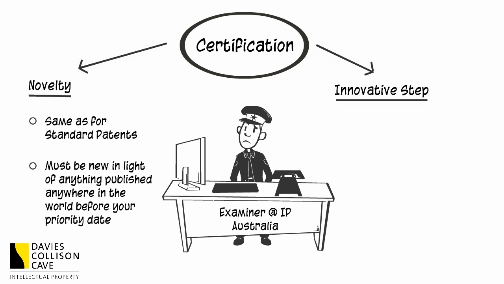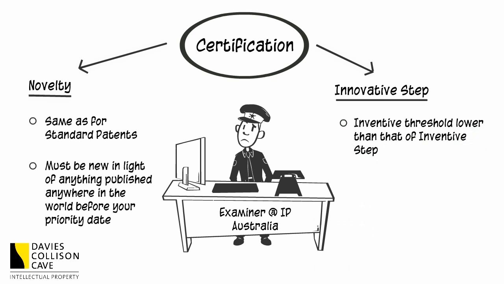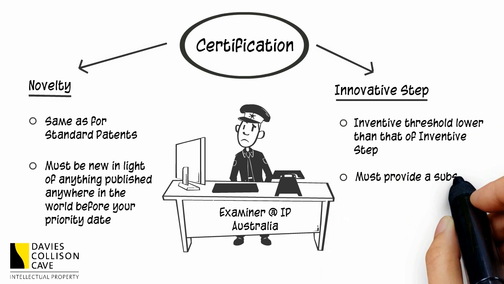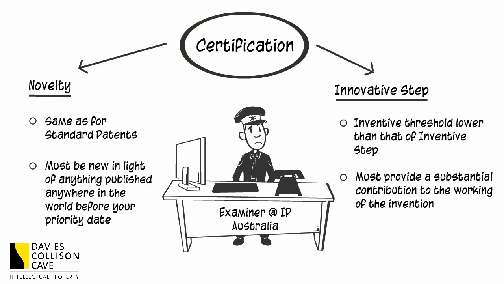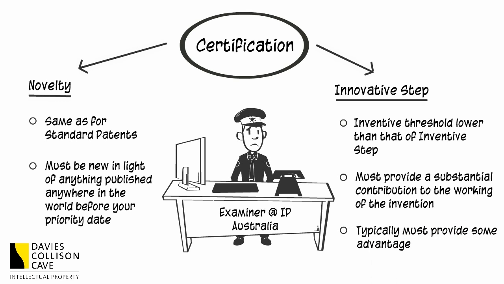Innovative step, like inventive step, is a subjective test. However, the inventive threshold for innovative step is a lot lower than for inventive step. Australian patent law defines that to have an innovative step, your invention must provide a substantial contribution to the working of the invention. This phrase is a bit convoluted, but in practice it generally means that your invention should provide some advantage over the prior art. When I say prior art, I'm referring to similar or relevant inventions that existed before your priority date.